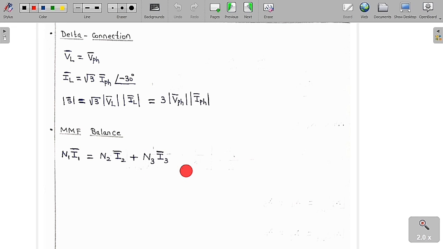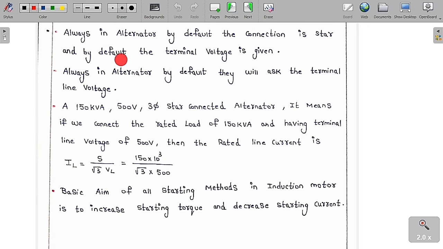So this is a very important thing, that every time, based on these concepts, questions have been asked in exams in a regular manner. So always in an alternator, by default the connection is star, and by default the terminal voltage is given. I have already told you in an alternator, whatever the armature coil present on the stator, always by default we are going to go for the star connection only, and whatever voltage they are going to give you is basically the terminal voltage.